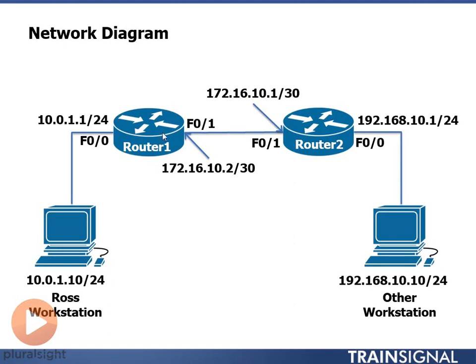The second rule of that next hop address is that it cannot be an IP address on the router we're configuring the static route on. So on router 1, if we're trying to configure a static route to reach 192.168.10.0/24, my next hop address may not be the IP address directly connected to my router. So what this means is in this particular example, I only have one IP address that can be my next hop, and that is 172.16.10.1. Let's go configure that and test it.